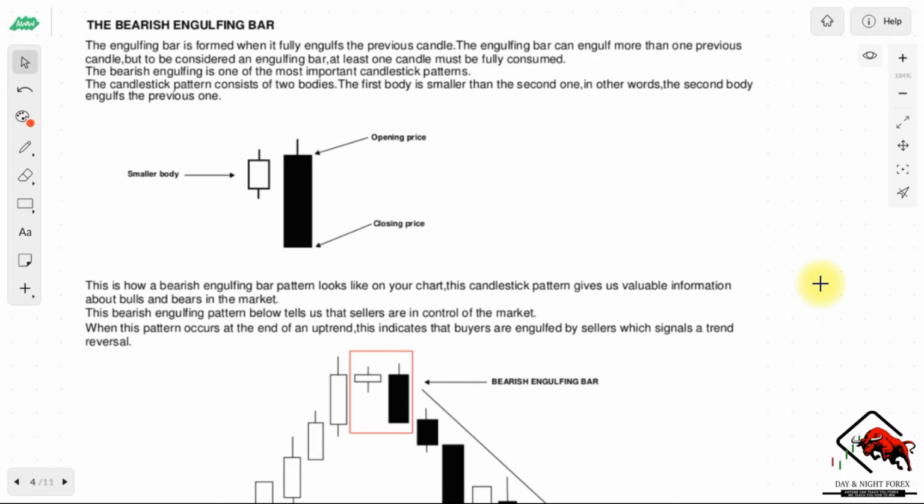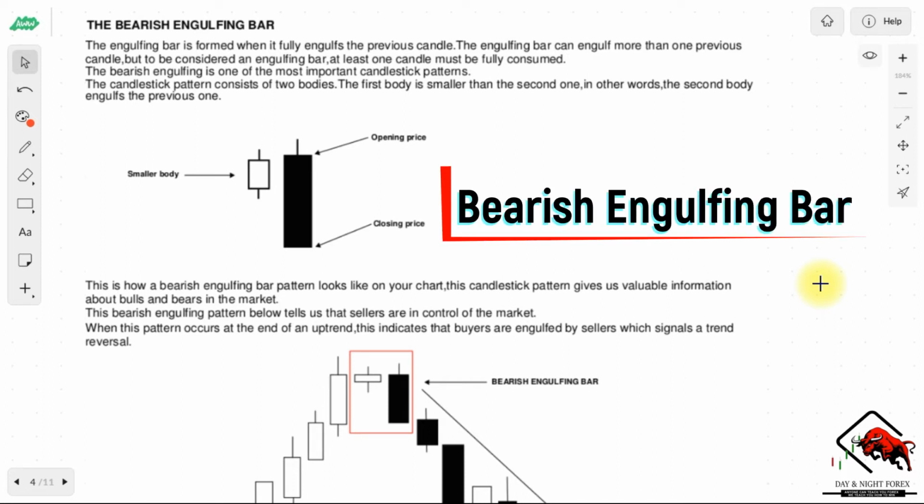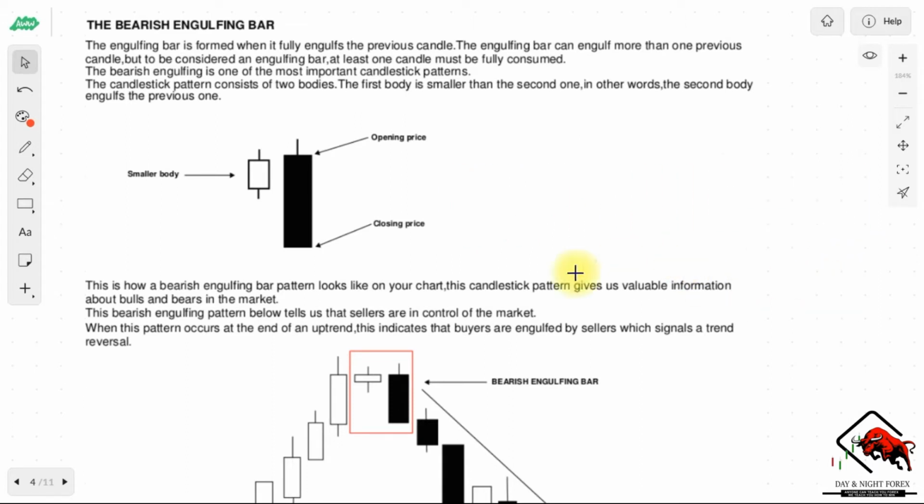So this is our first pattern that we're going to take a look at, and it's called the bearish engulfing bar. The engulfing bar is formed when it fully engulfs the previous bar. So what do we mean by fully engulfing? It just means it fully covers the other bar. So this one, as you can see, fully covers this small bar right here.